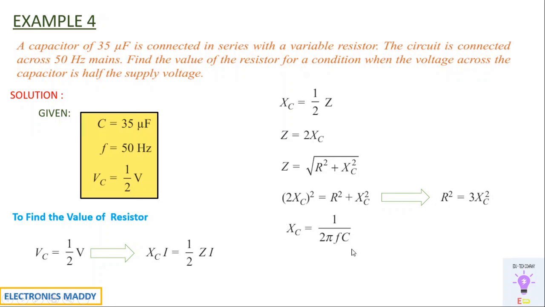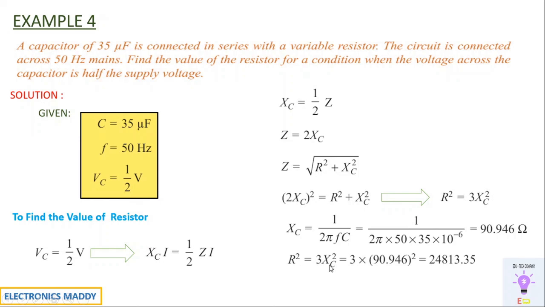So we know that Xc is equal to 1 by 2 pi fc for a capacitor in case of a series RC circuit. They have given us the frequency, and they have given us the capacitance value as well. Substitute all these values, you will be getting 90.946 ohms. So once you find the value of Xc, substitute it in this particular equation, you will be finding the value of R. So that is nothing but equal to 157.5 ohms.